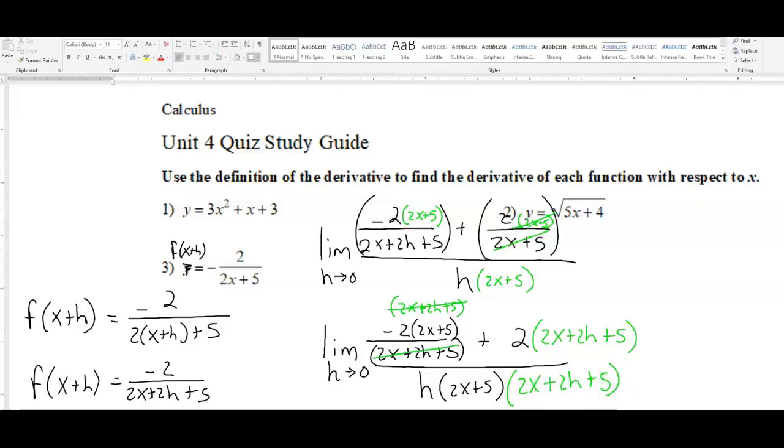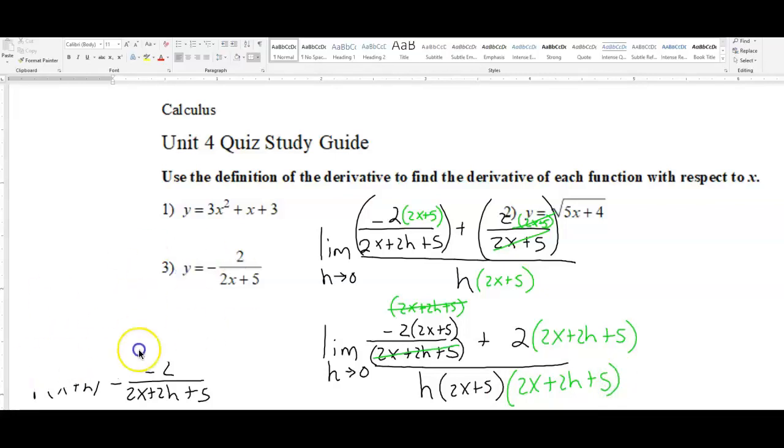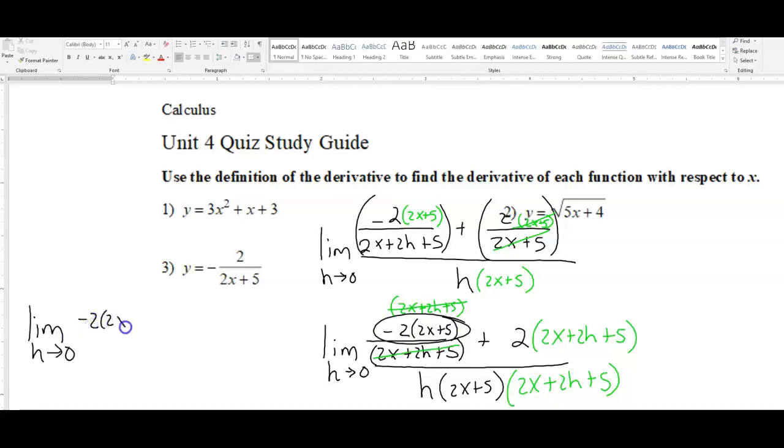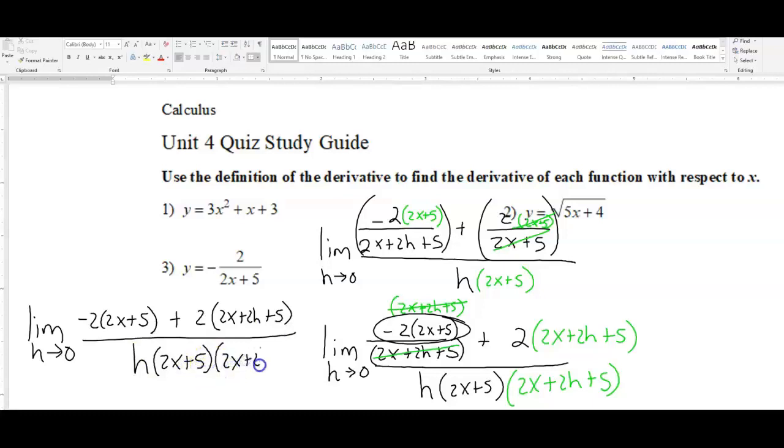So let's see what we have now as a result of that. We would have here it's just going to be negative 2 times the parentheses 2x plus 5. Next we're going to have a positive 2 being multiplied by the parentheses 2x plus 2h plus 5. And then on the bottom we have h, 2x plus 5, and 2x plus 2h plus 5.